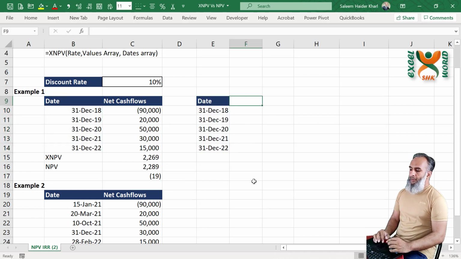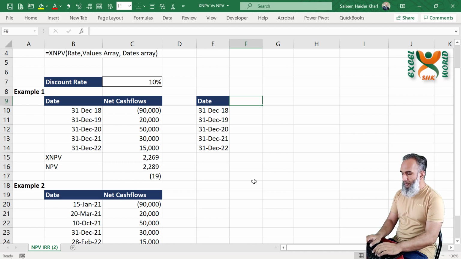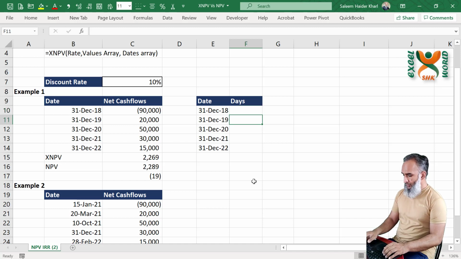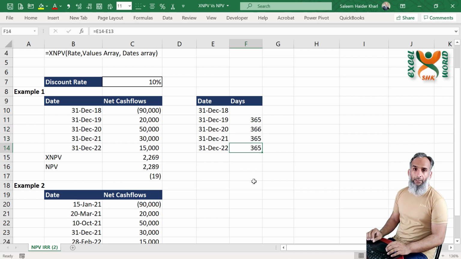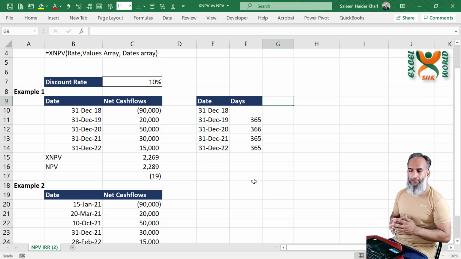XNPV takes account of the number of days for which we have to discount the cash flows. So we have to calculate the number of days. Let us first calculate the number of days in each year. So this is 19 minus 18. And then we go on to the last cash flow date. And now we calculate the cumulative days for each of the cash flows.